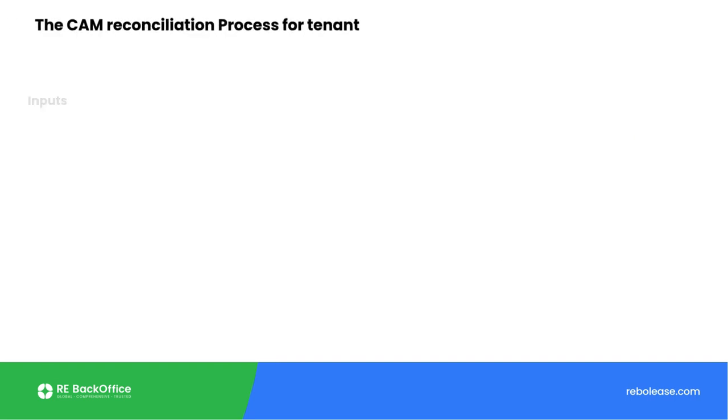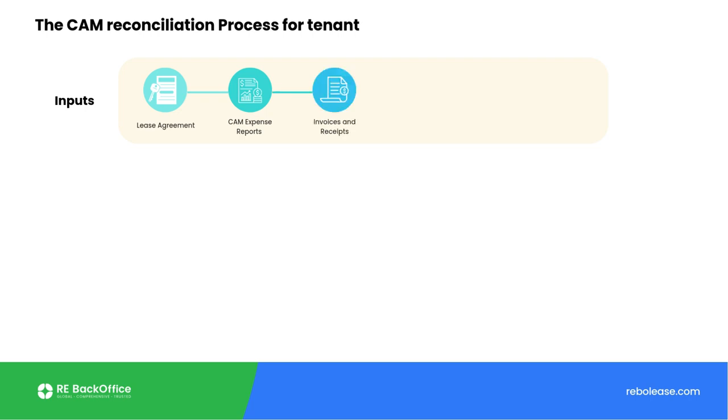For tenants, the inputs include the lease agreement, which details the terms of CAM charges and tenant responsibilities. CAM expense reports offering detailed records of all common area maintenance expenses incurred. Invoices and receipts that are proof of individual expenses related to CAM. Previous CAM statements, such as prior reconciliation reports for comparison. Tenants' share calculations, meaning the tenant's pro rata share calculated and agreed upon based on the lease agreement.